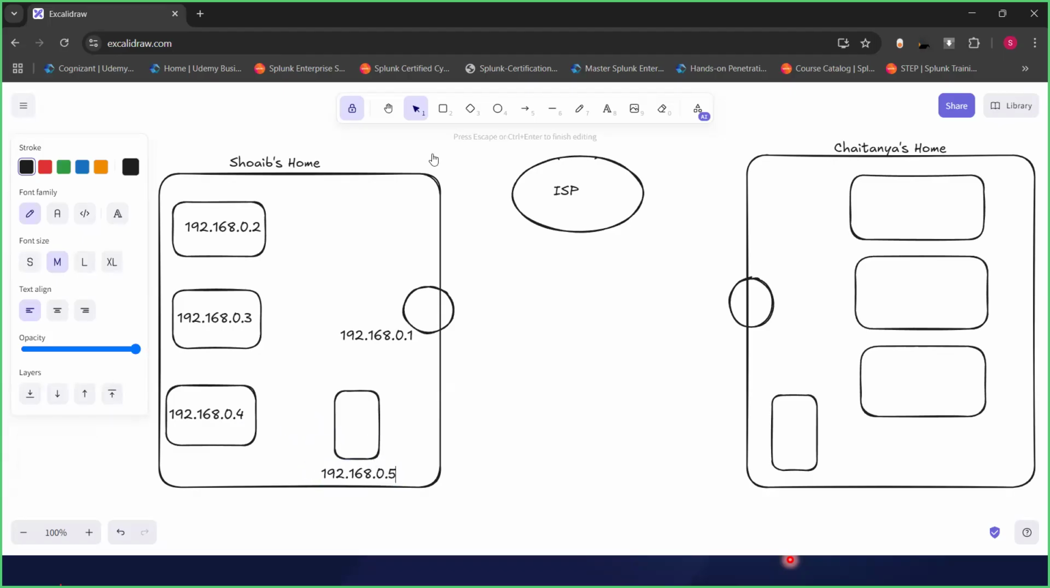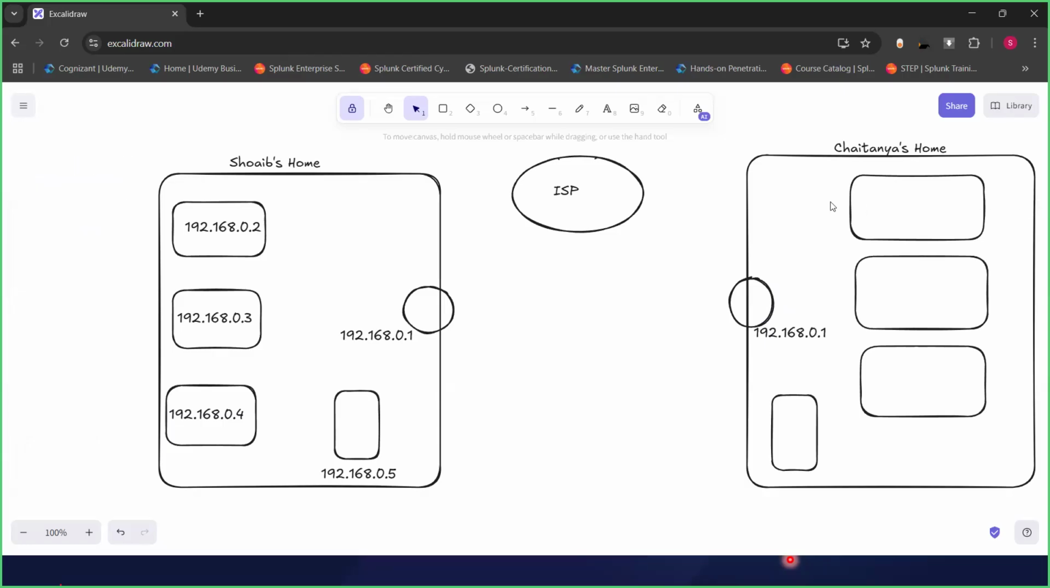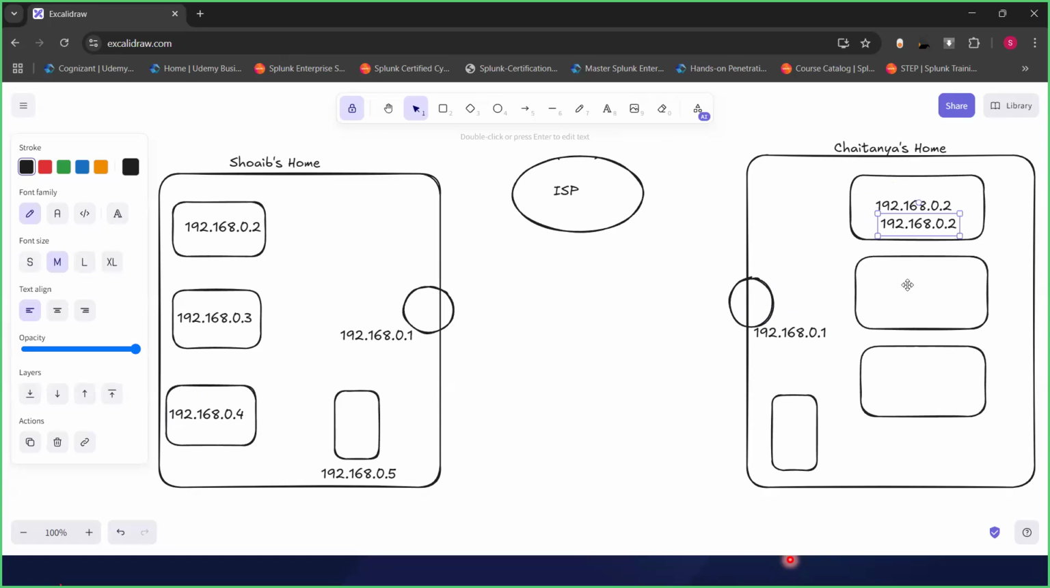Okay. And now the same IPs can actually be used over here as well at Chaitanya's home. So the router here could be 01. This could be 02. Oh, sorry. This could be 03. This could be 04. And this could be 05. Now you might have a question. How is this possible? How are we using the same IPs? That would create a conflict.